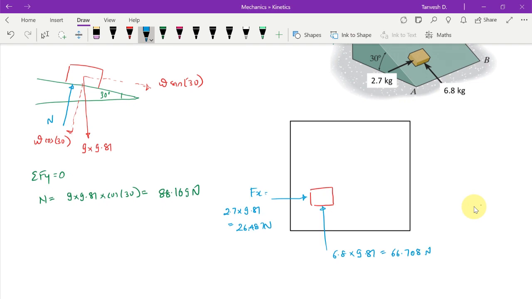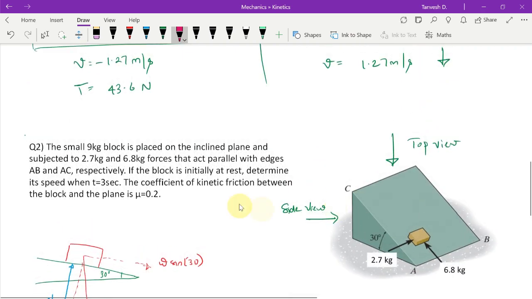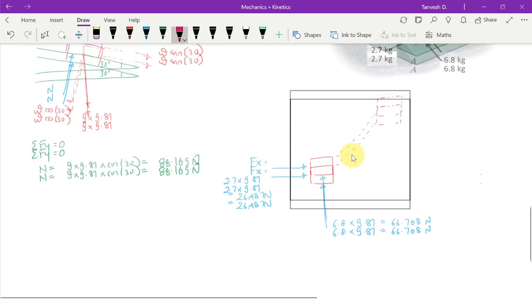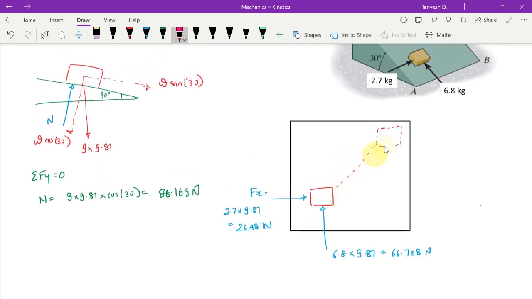Now you understand that if there is a leftward force and an upward force acting on this block, the motion of this block is going to be something along this trajectory, and after a certain time, the time that is told to us is 3 seconds. So let us say that after t equals 3 seconds, the block reaches this position.